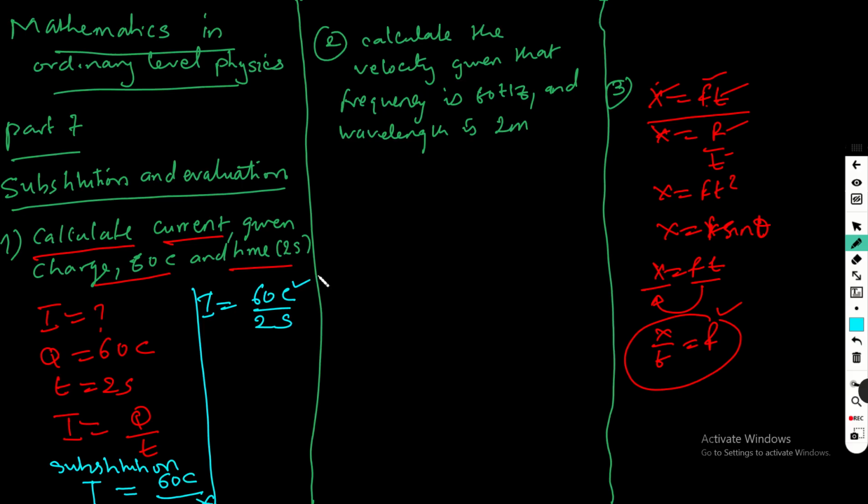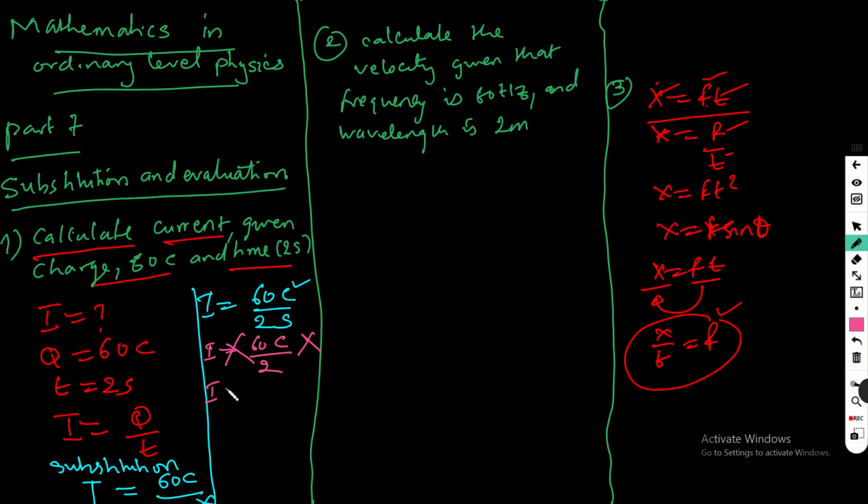Another mistake people make is that they'll come and do this: I is equal to 60 C on 2. In physics, this substitution is wrong. They'll mark this one wrong because in this column, what's the unit of this one? There's no unit.